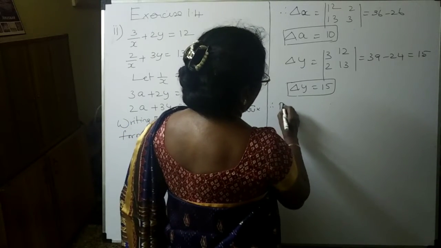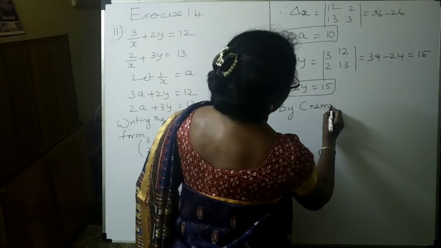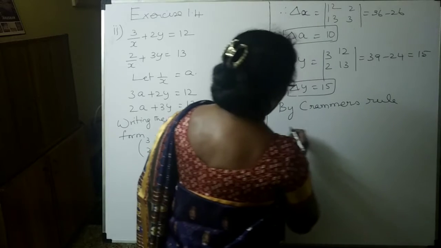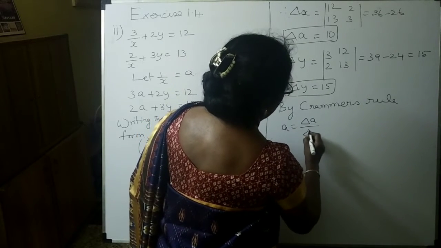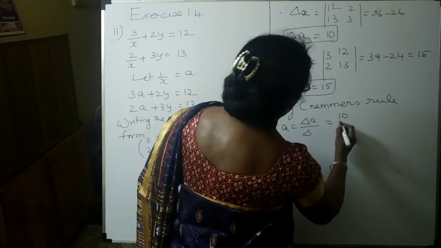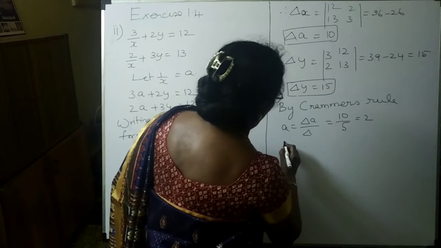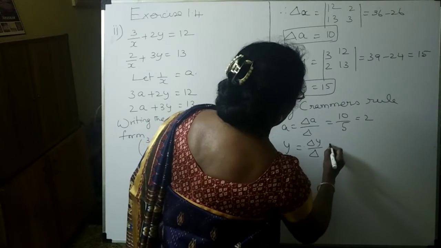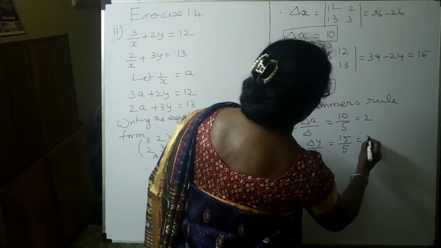Therefore, by Cramer's rule, A is equal to delta A by delta, this is equal to 10 by 5 equal to 2, and Y is equal to delta Y by delta, this is equal to 15 divided by 5, this is equal to 3.